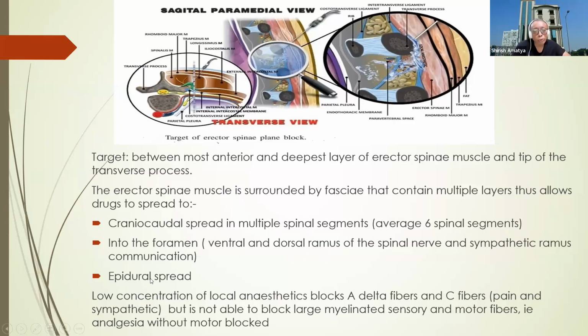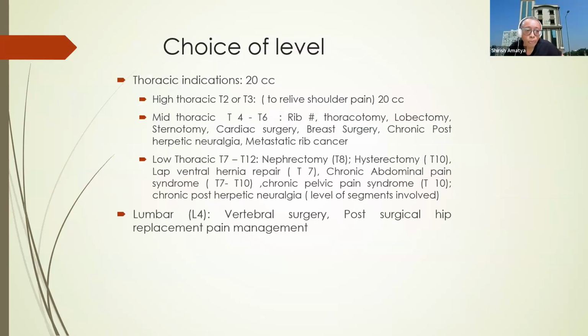And because we are using a larger volume of drug with a low concentration of local anesthetic agent, this low concentration will block only A delta fibers and C fibers. So it will be able to block the sensory fibers, but motor fibers will not be affected. So this is the beauty of the erector spinae muscle block.